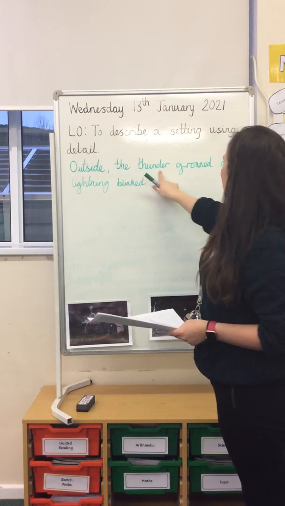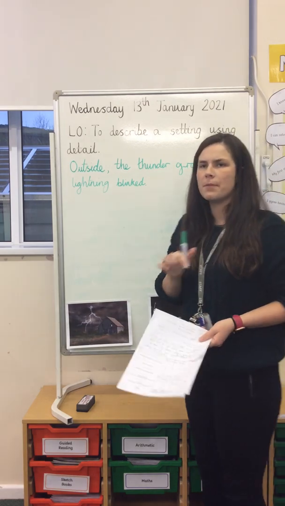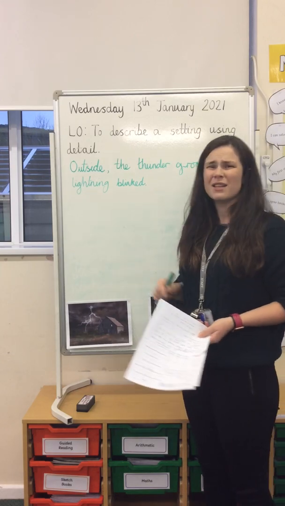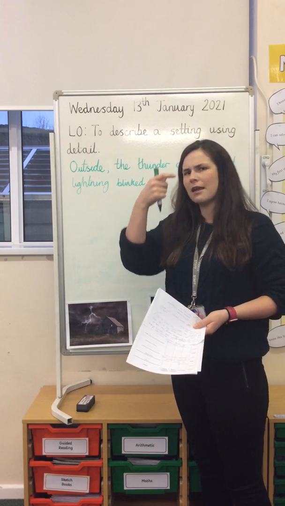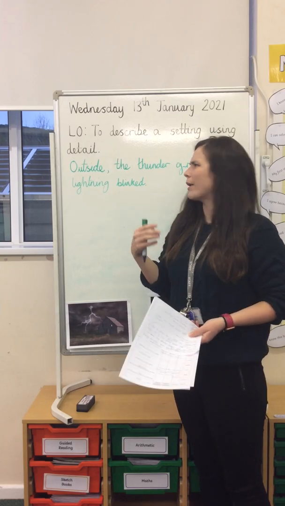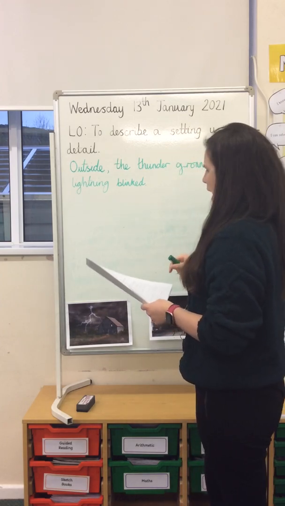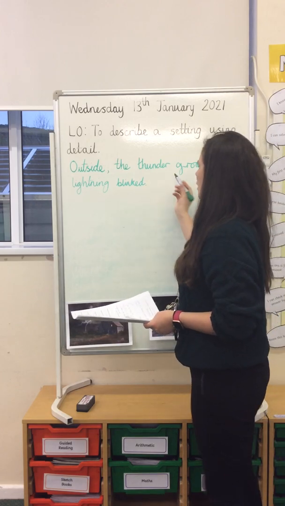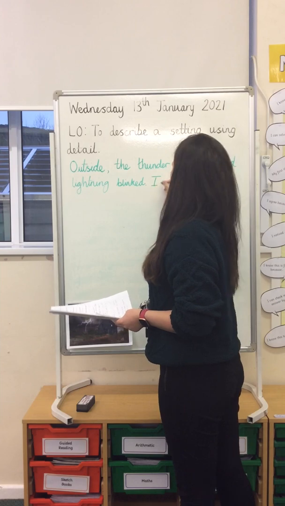Outside, the thunder groaned and lightning blinked. Oh, who can spot the personification? That's right, lightning blinked. Because lightning doesn't blink, we blink with our eyes. And that's making the reader think, oh, what does it look like when lightning blinks? Outside, the thunder groaned and lightning blinked. Oh, what's going to be happening inside? I've got my full stop. I need my capital letter, as tall as ascenders.